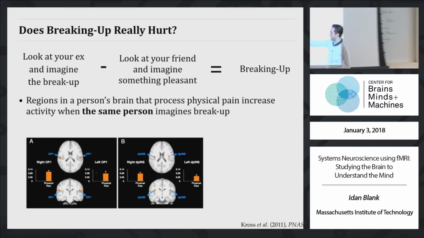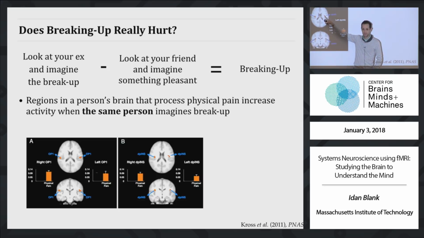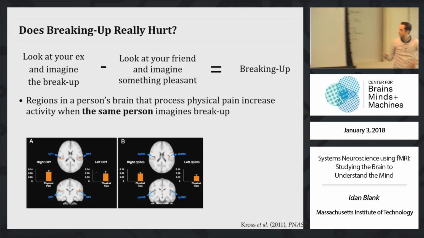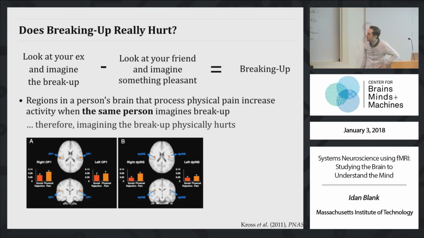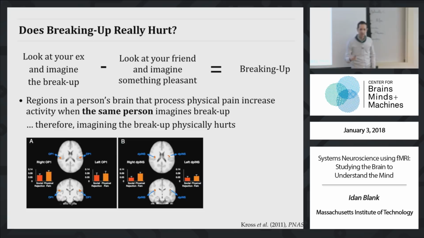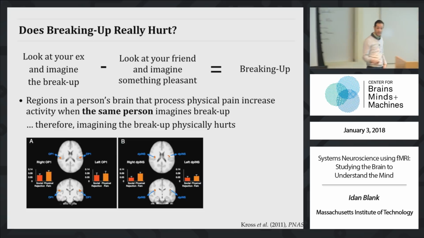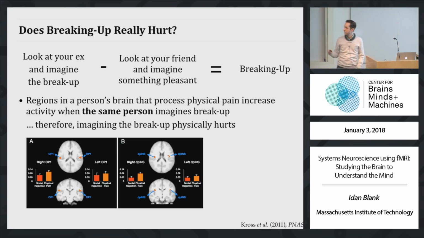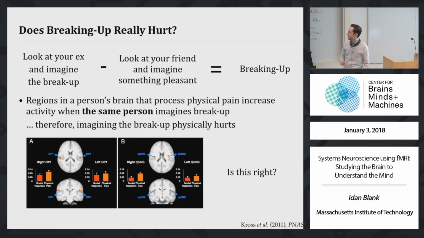So they used this task to find the regions, and then they said, in those regions that we already found, would those regions respond more to breakup than to thinking of a friend? And they do. And so then you can say, OK, therefore imagining the breakup physically hurts, because in the same person, the same region responds both to pain and rejection.